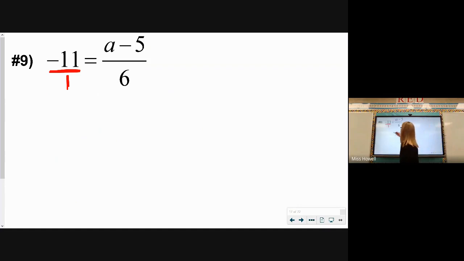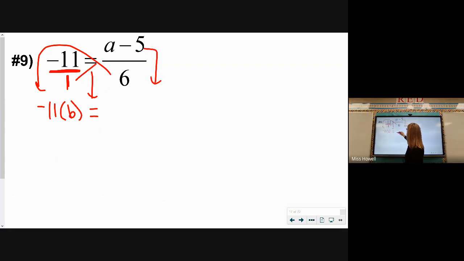We can use our cross products to help us solve. So we end up over here with negative 11 times 6, and 1 times a minus 5. You multiply to get negative 66. 1 times a is still just an a, and 1 times negative 5 is still a minus 5.